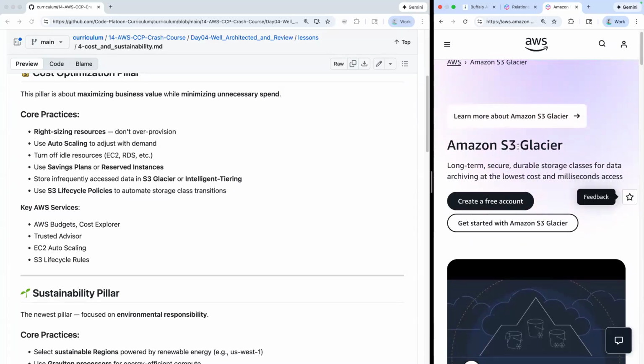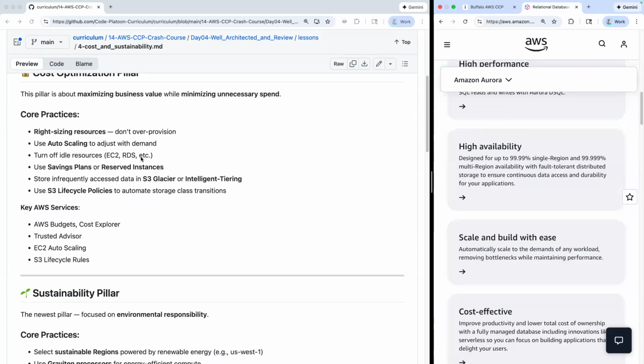Glacier is a version of an S3 bucket for that file, that object storage. It's for long-term secure stuff, for durable stuff, and it's cheaper. It's for data archiving and it's cheap, right? So again, if I'm Tumblr, images that are more than a year old that no one's looking at anymore, maybe I decide to put them in Glacier.